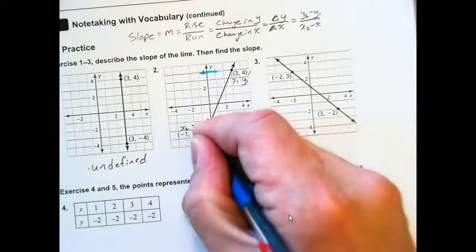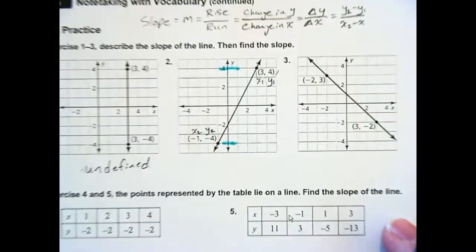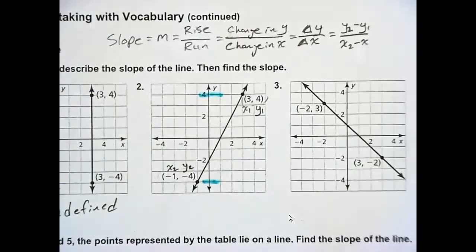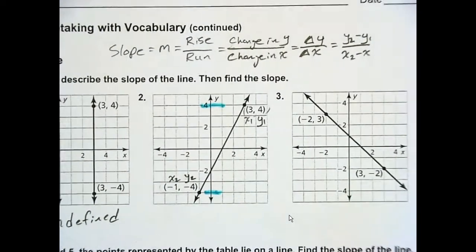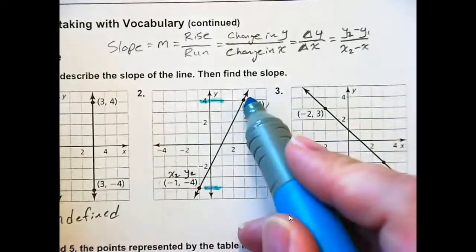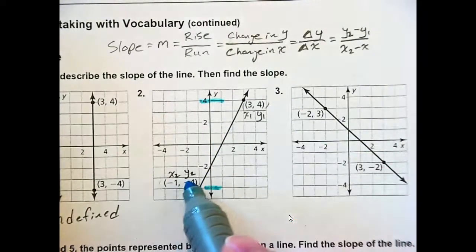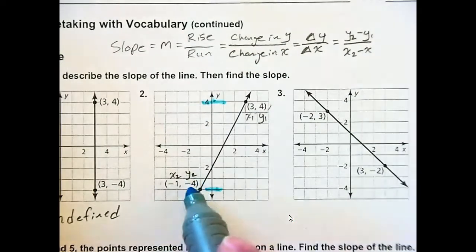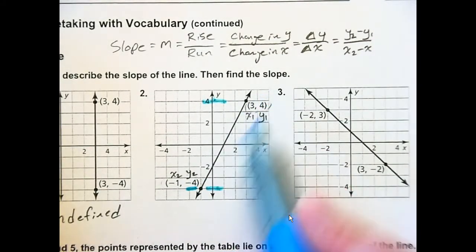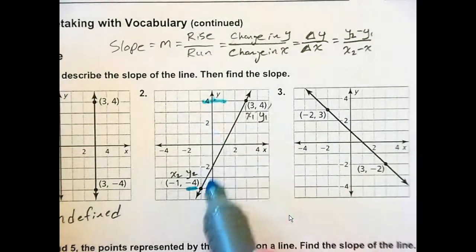Now, once again, I know that you can look at that graph and just count boxes. The point is that you shouldn't have to count boxes the rest of your life. So if you're using your y-axis as a measuring stick, you're going from this point to that point. On the y-axis, I'm going from negative 4 to 4. How far up am I going? 8. I'm going up 8.